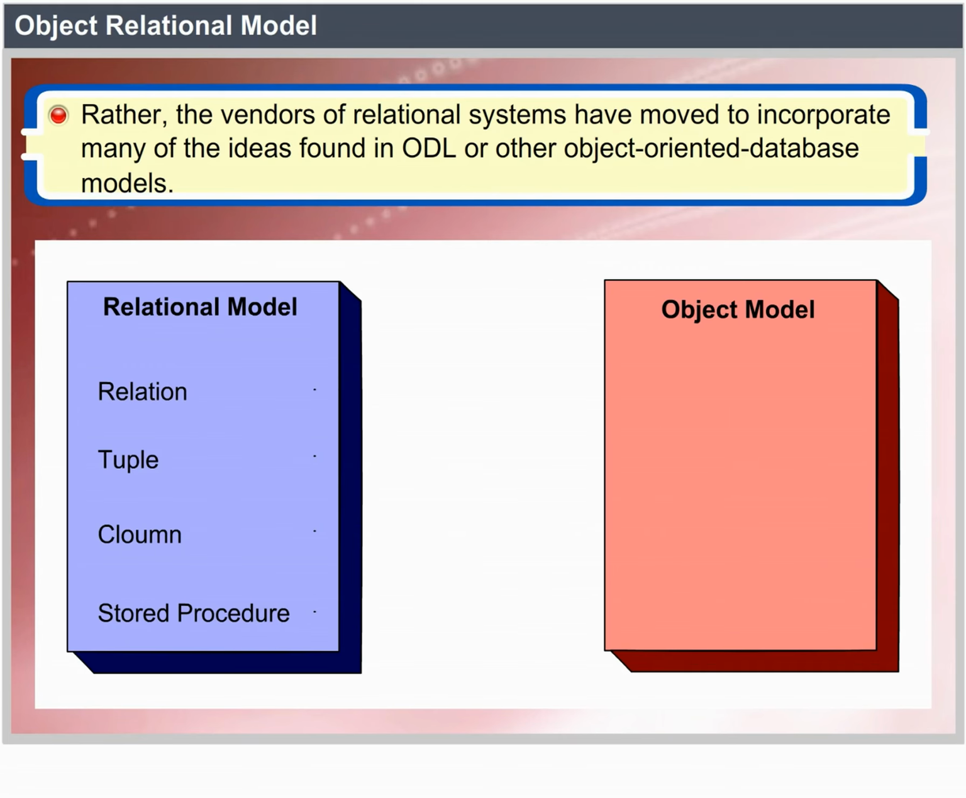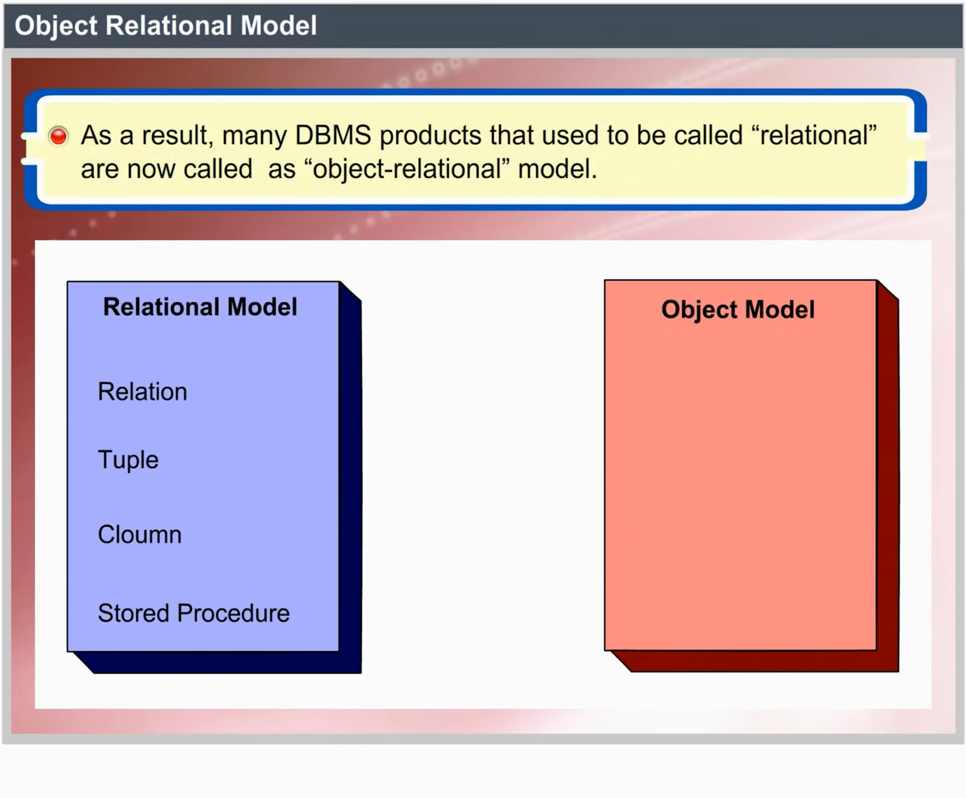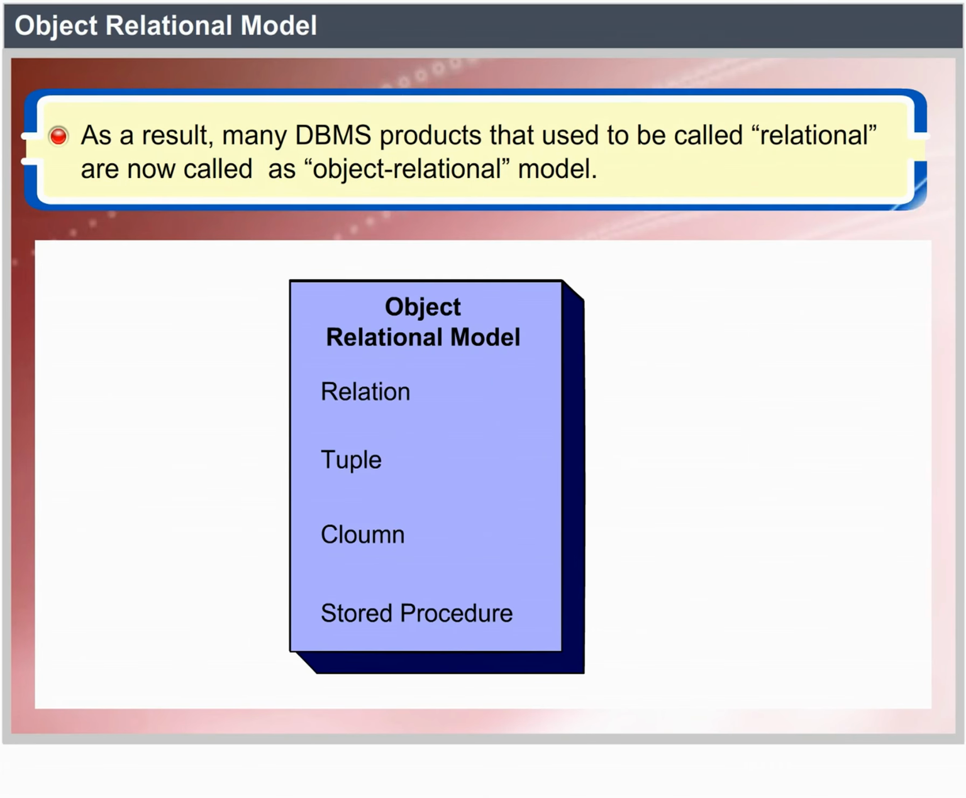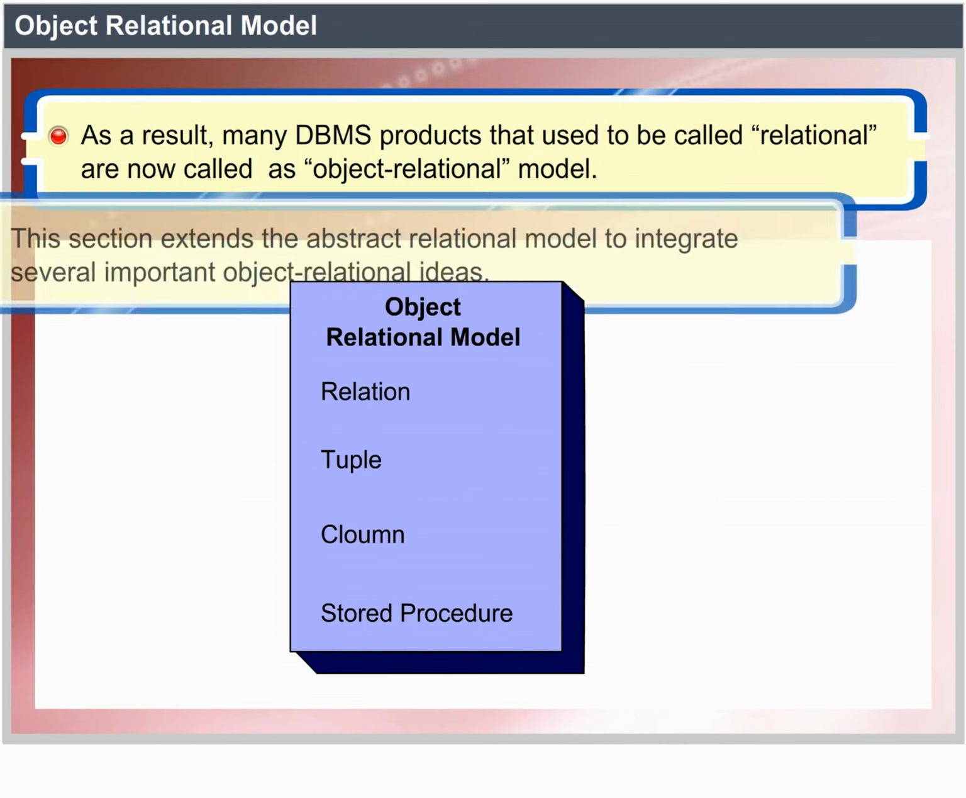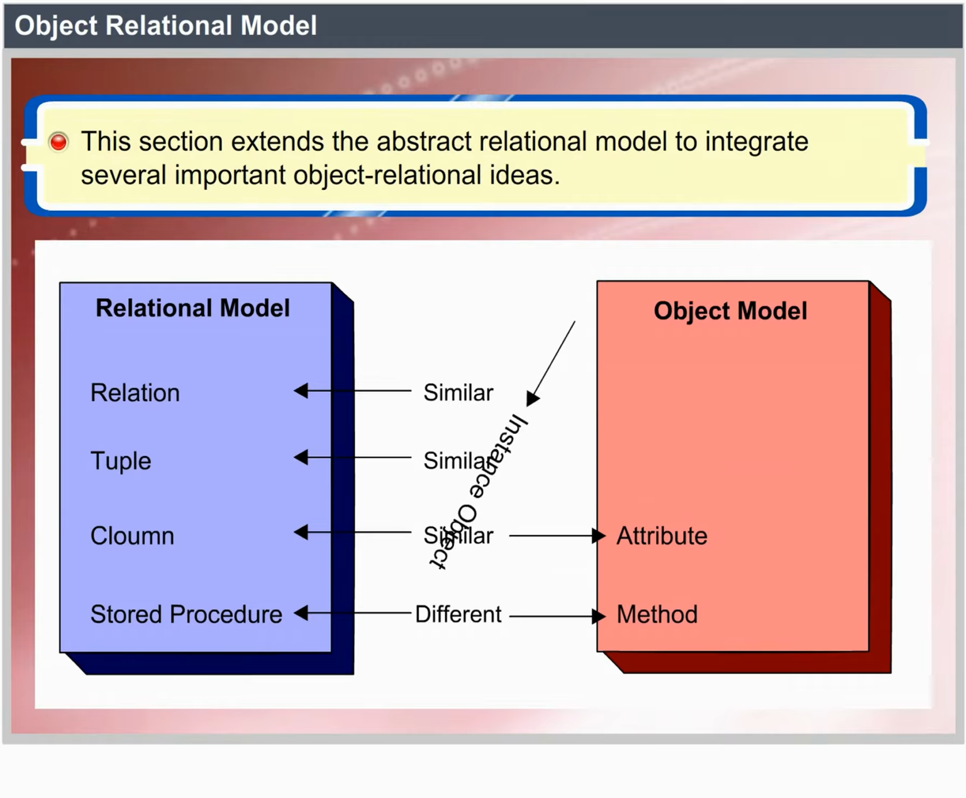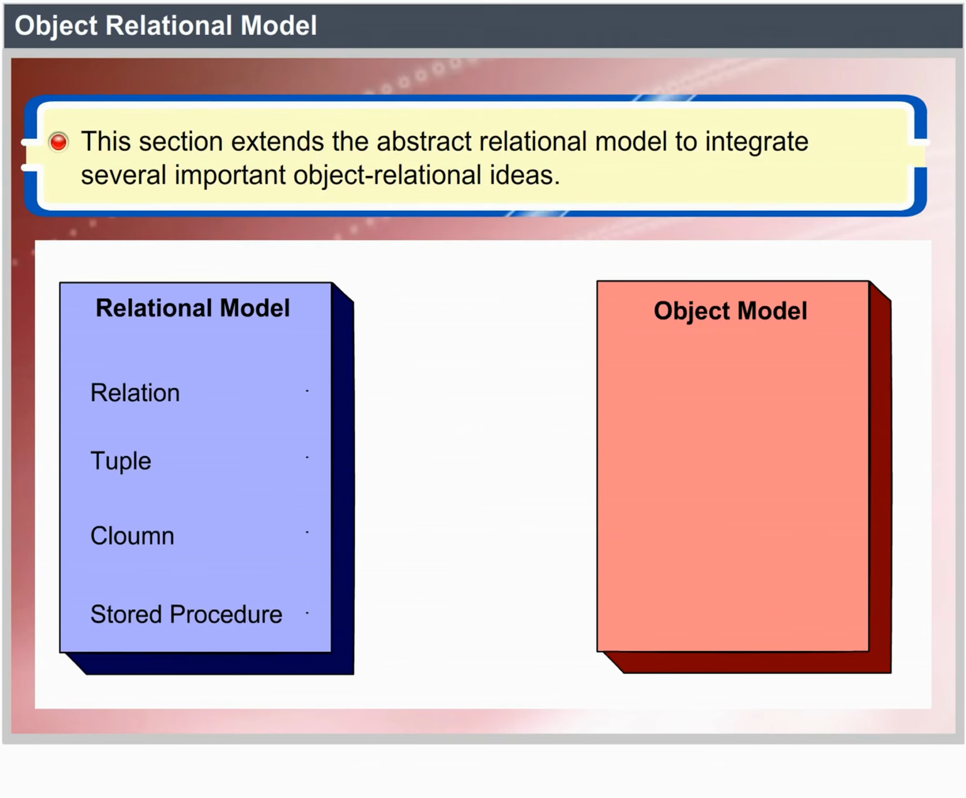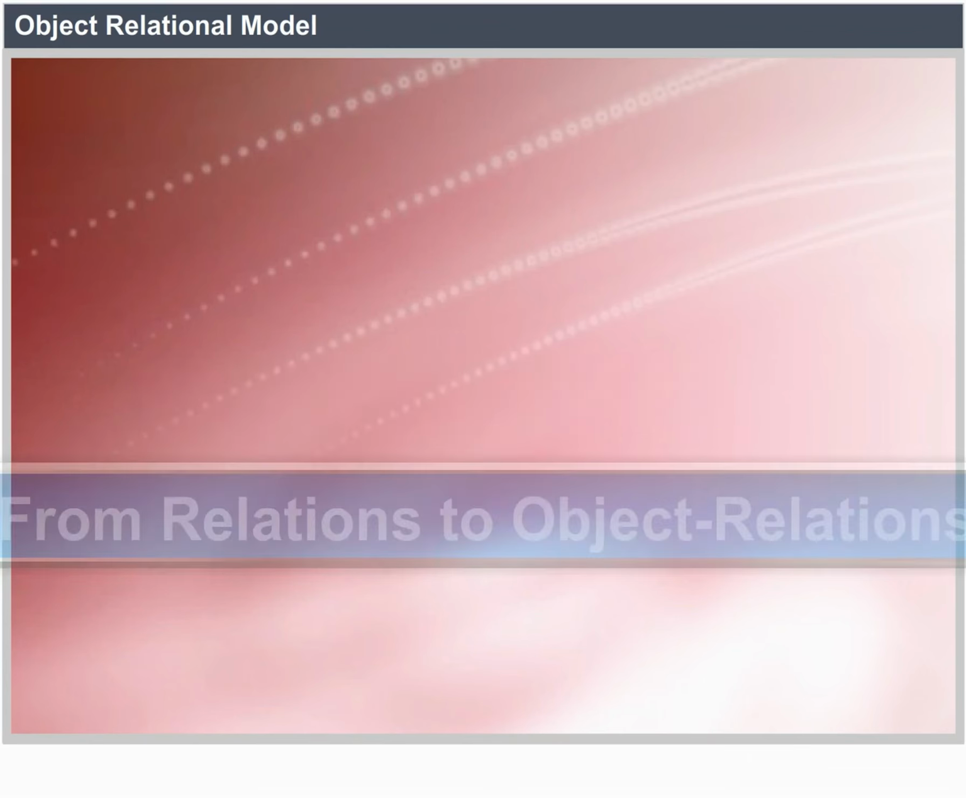As a result, many database management system products that used to be called relational are now called object relational. This section extends the abstract relational model to incorporate several important object relational ideas. From relations to object relations.